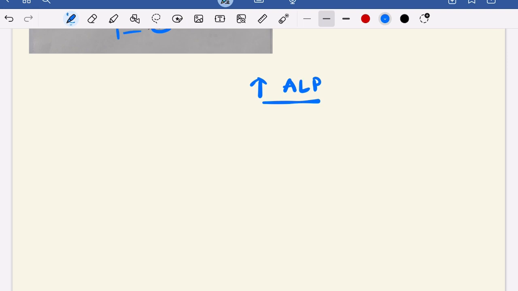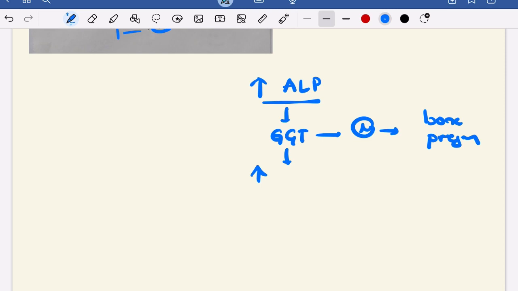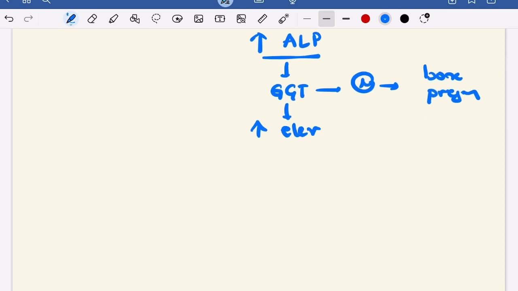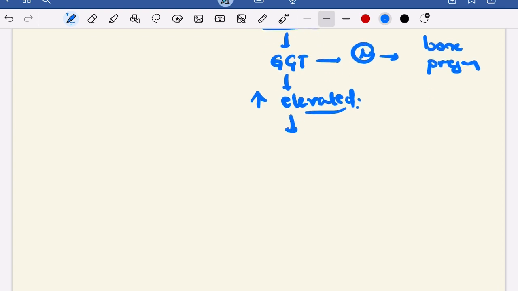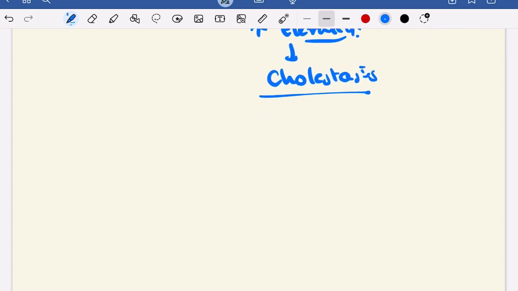But another accepted alternative is to look at the GGT. If it is normal, consider other pathologies like bone pathology, pregnancy, and so on. If GGT is elevated, then it points towards the hepatobiliary system. That means it tells about cholestatic jaundice, cholestasis, so that means there is obstructive jaundice.